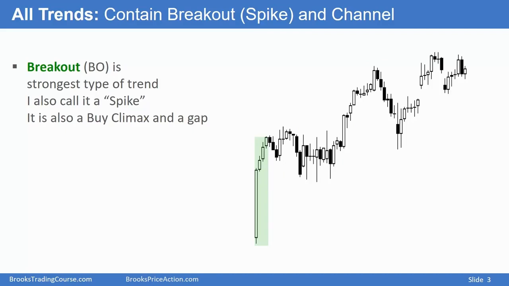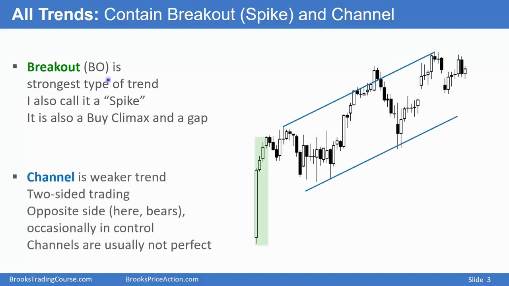Trends are either in a breakout phase or a channel phase, and a breakout is the strongest type of trend. I sometimes call it a spike, so I would call this a spike and channel bull trend. And every trend bar is also a climax. Climax does not mean the trend reverses or the trend even pauses. Sometimes a climax just gets more climactic and the market just keeps going up.